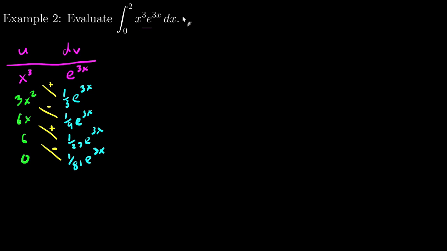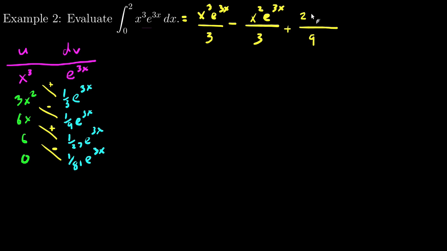And so I will get from this x cubed times 1/3 e to the 3x, so that's x cubed e to the 3x over 3, minus 3x squared times 1/9 e to the 3x. Well, the 3 and the 1/9 give me a 1/3, and I have x squared e to the 3x. And then I multiply this, plus 6x times 1 over 27 e to the 3x. Well, 6 over 27 is the same thing as 2 over 9, and I have x e to the 3x.